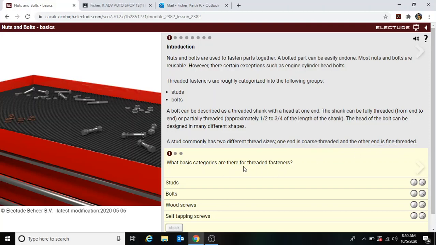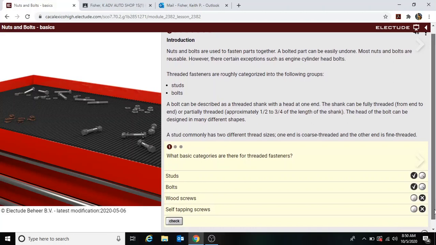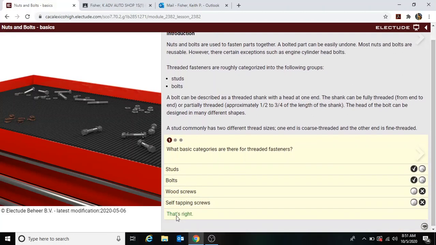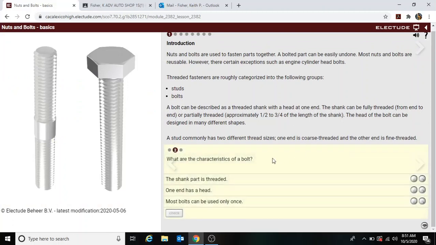What basic categories are there for threaded fasteners? Well, studs and bolts. What are the characteristics of a bolt? The shank part is threaded, one end has a head, and that's not true. Bolts can be used multiple times unless they're the cylinder head bolts.